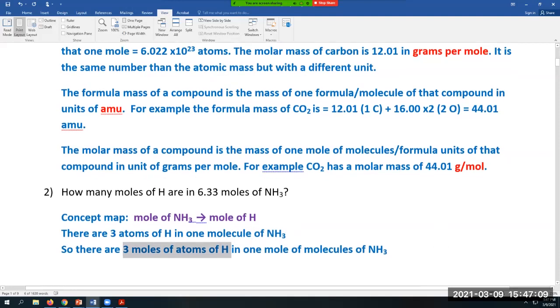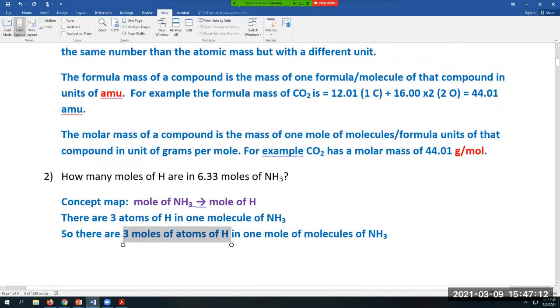Now, because we need to do some calculations, how do we write this mathematically? We write it like this. 3 moles of H equals 1 mole of NH3. So of course it's not equal. Here it's equivalent, or you can read it as is contained in 1 mole. So 3 moles of H are contained in 1 mole of NH3, right? But it's helpful to write it as a mathematical equality like that, to see that it's an equality that you can use as a conversion factor.